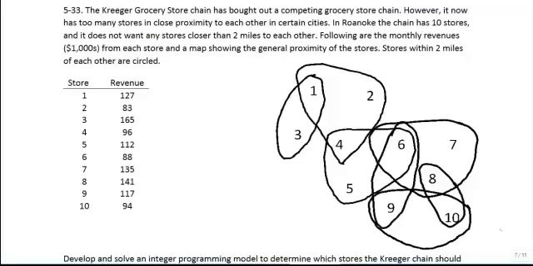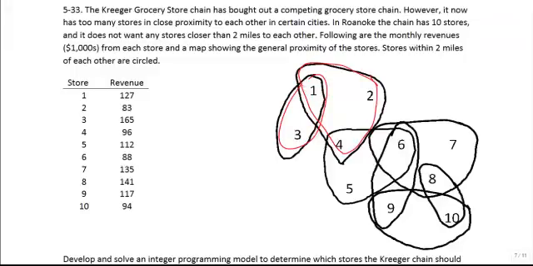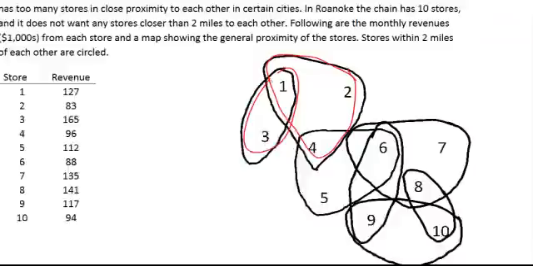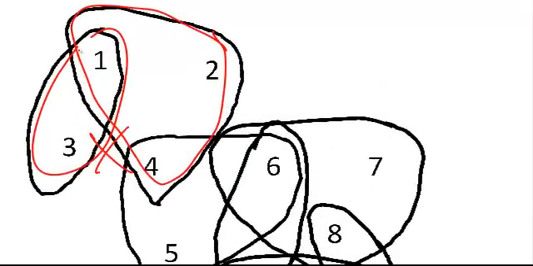We've got a map that shows the stores that are currently open, and the circles around the stores represent those stores that are within 2 miles of one another. In other words, stores 1 and 3 are circled. They're within 2 miles of one another. Stores 1, 2, and 4 are also circled. They are within 2 miles of one another, but 3 and 4 are not.